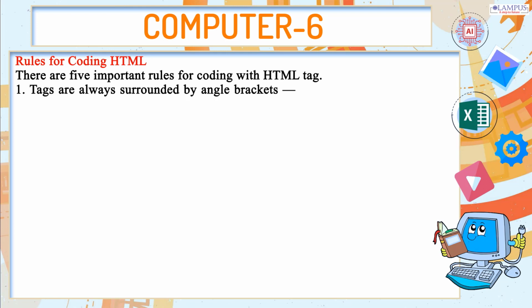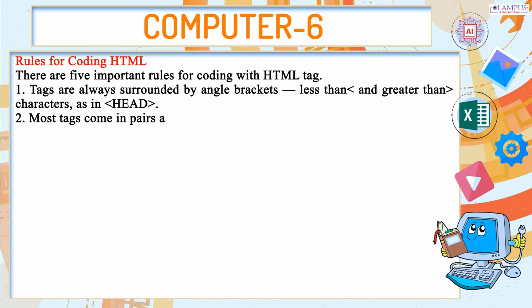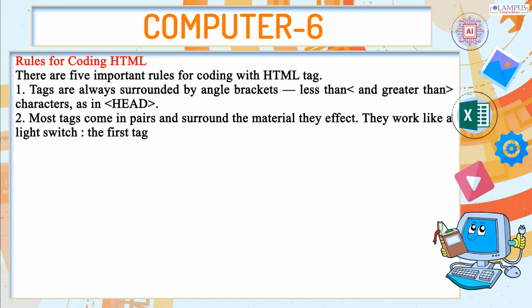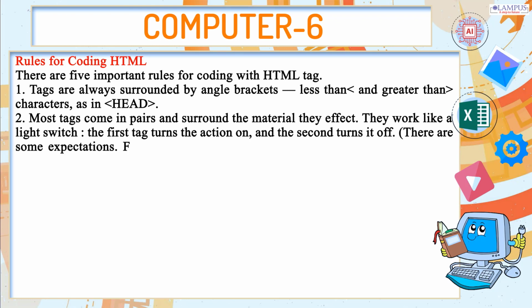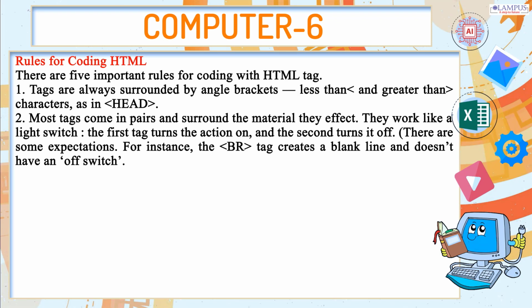Tags are always surrounded by angle brackets, the less than and greater than characters, as in <head>. 2. Most tags come in pairs and surround the material they affect. They work like a light switch. The first tag turns the action on, and the second turns it off. There are some exceptions. For instance, the BR tag creates a blank line and doesn't have an off switch. Once you have made a line break, you can't unmake it.